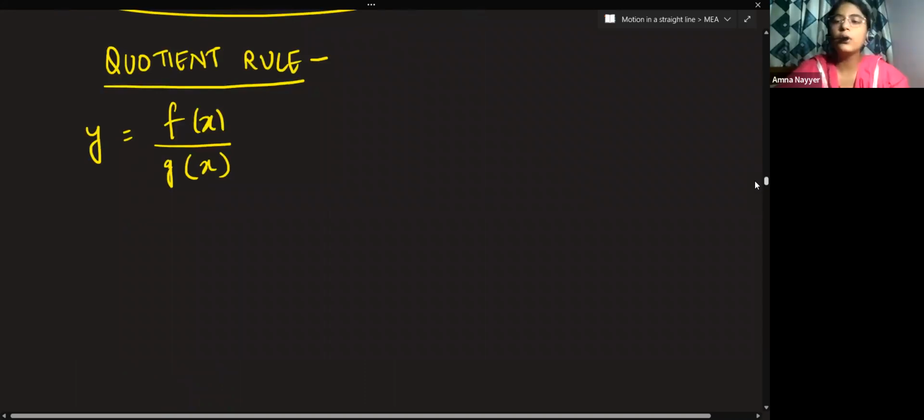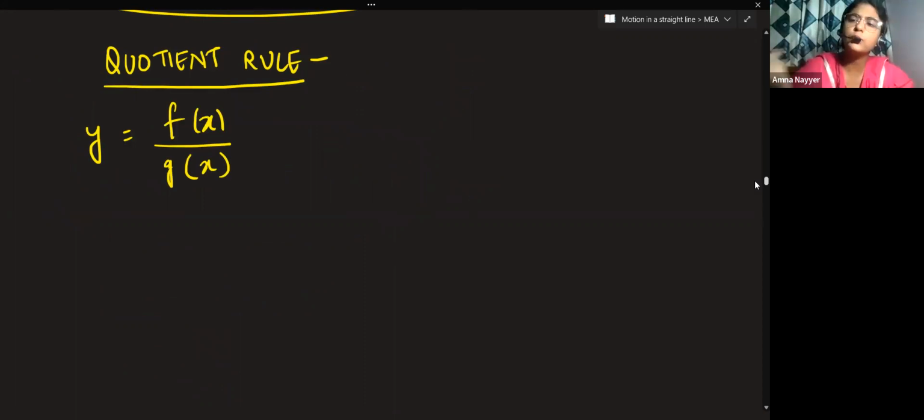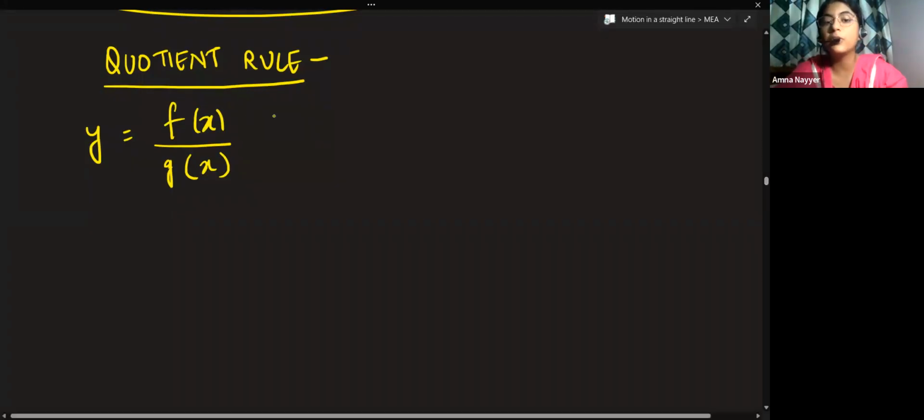Now in quotient rule, you have two functions which are getting divided. The way in product rule, both the functions were getting multiplied. Now in case of division, you have a numerator and you have a denominator. So this should be fixed. This remains fixed because you cannot interchange the numerator and denominator. Because of the rule, I'll show you. Numerator, this is the denominator.